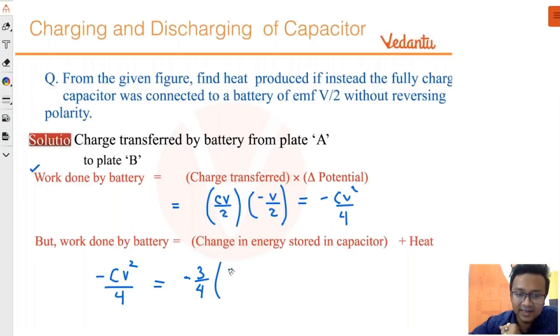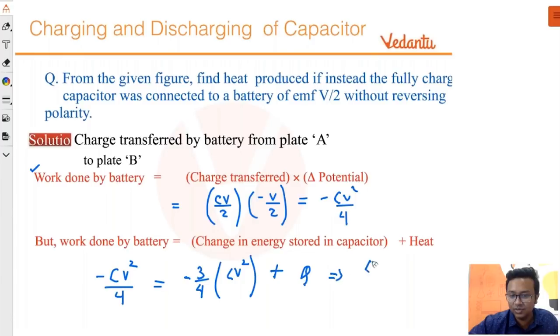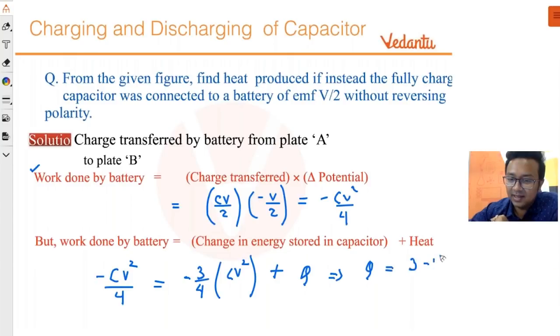And if you calculate the heat here, I think you have got it. Q is equal to 3 CV square by 4 minus CV square by 4. So that is going to be 3 minus 1, that's 2, and here I'm going to have CV square by 4. So the answer is CV square by 2.